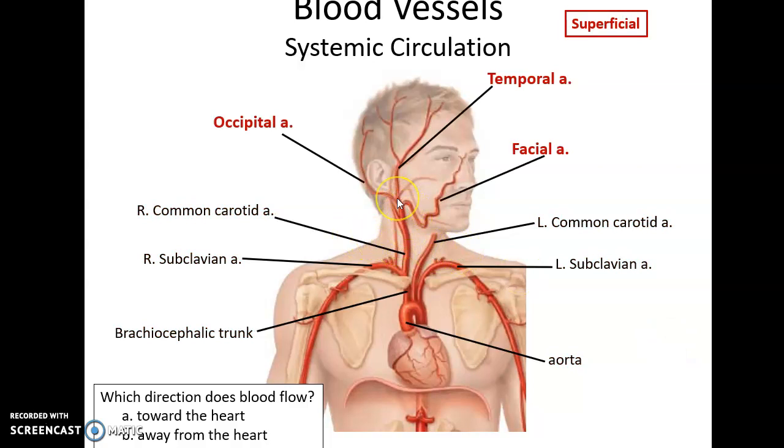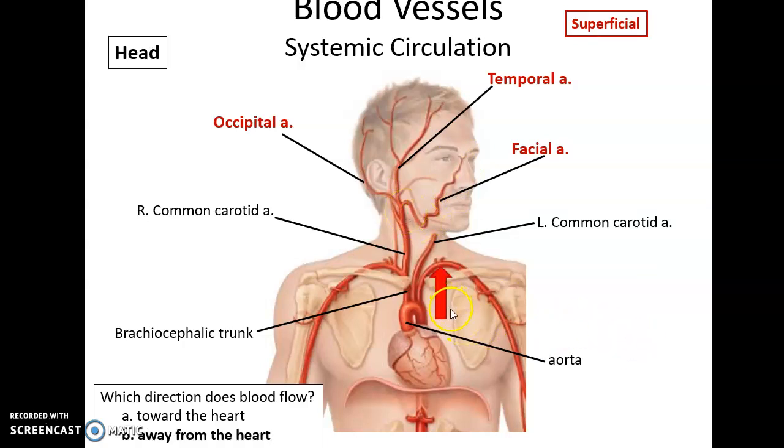The common carotid arteries will split into the occipital artery going to the back of the head, the temporal artery on the lateral or side of the head, and the facial artery to the front of the head. Again, blood traveling to the head from the common carotid artery to either occipital, temporal, or facial arteries.